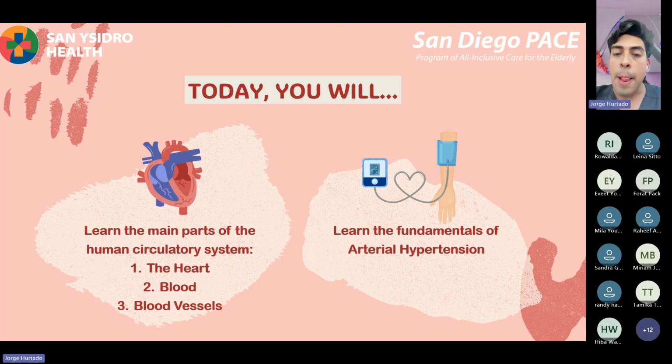It's a bigger pipe. But anyways, today we will talk about the main parts of the human circulatory system. The main organ of this system is the heart, the one that's pushing blood throughout the system. Obviously the blood, which is contained in this pipe system, and the blood vessels, which pretty much are our pipe system that carries the blood everywhere, right? And what we want to talk about, the fundamentals of this disease, arterial hypertension. Too much pressure on the pipe system, if we want to call it that.